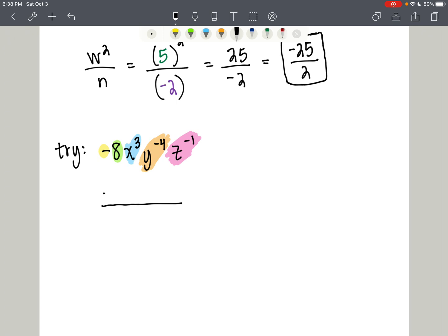So negative stays because it's not an exponent. 8 to the first power stays because it's a positive exponent. X cubed stays because 3 is already positive, and that's an exponent. Y to the -4 needs to move to the denominator to make 4 positive, and z needs to be moved to the denominator to make its -1, positive 1.